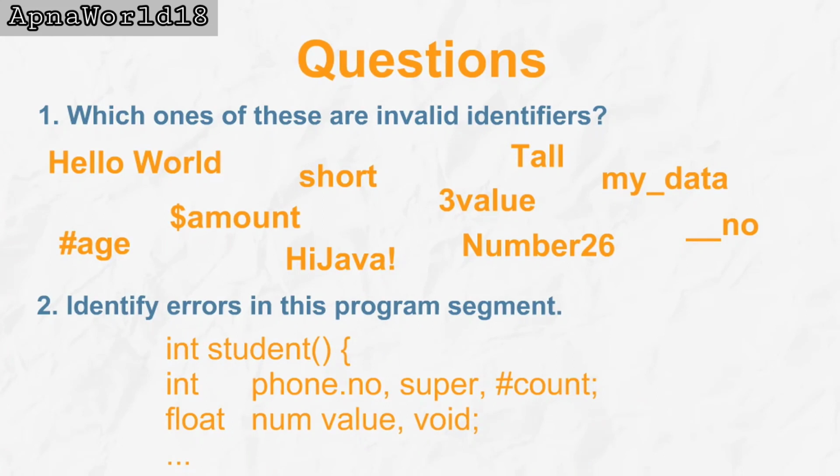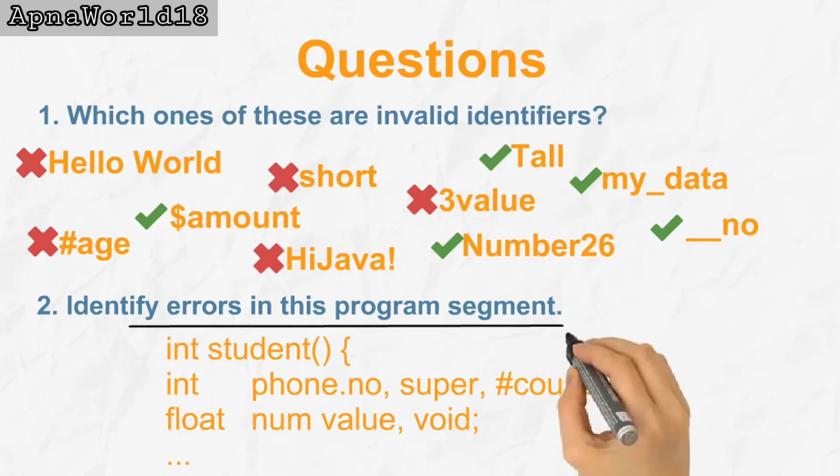Let's answer this. Here, hello world is invalid as it uses a space. Hi Java is invalid as it uses a punctuation mark. Short is a keyword. 3 value begins with a number. #age is also invalid as an identifier name can only start with an underscore or dollar symbol. The remaining all follow the Java guidelines, so are valid identifiers.